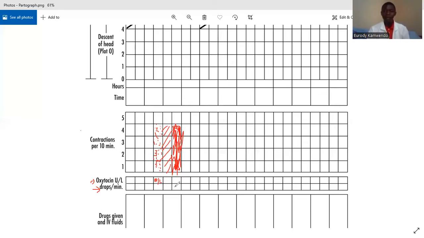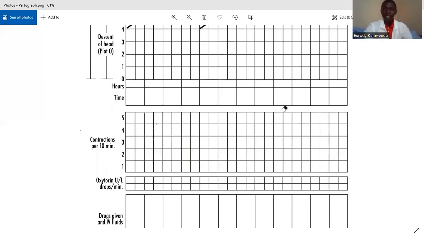Then the drops per minute, of course, you would have calculated, whether it is 23, 38, or 42 drops in a minute. So if it is 42 drops in a minute, you put 42 here to show that the drops going through the giving set are about 42 in 1 minute. You record this if you have given oxytocin. If you have not given oxytocin, you leave it blank, unless you give oxytocin to augment or quicken labor.